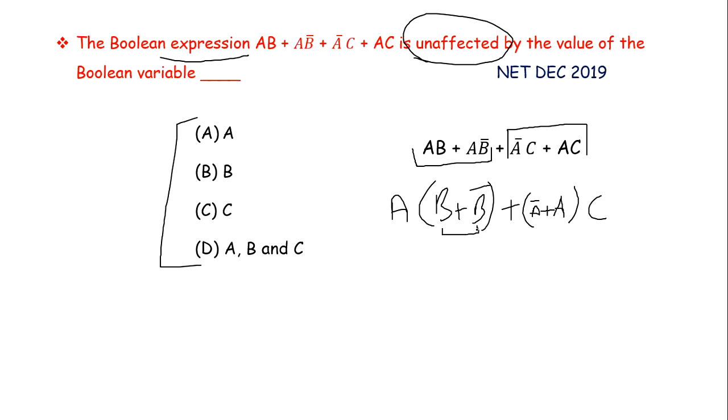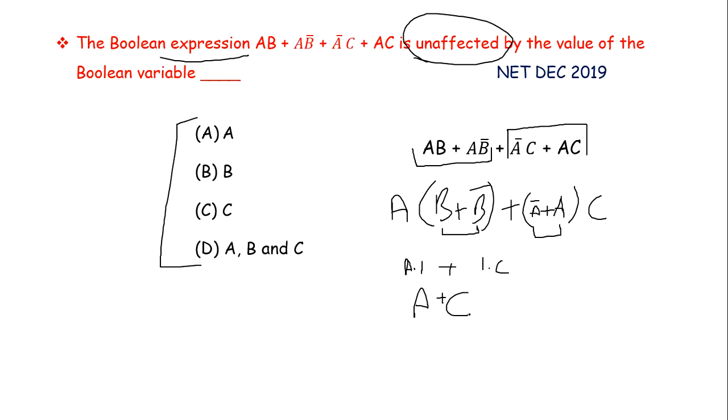Plus means we are talking about OR, so it will always be 1. X plus X complement will be 1. So A into 1, plus again A plus A complement will be 1, into C. So at the end we will have A plus C.